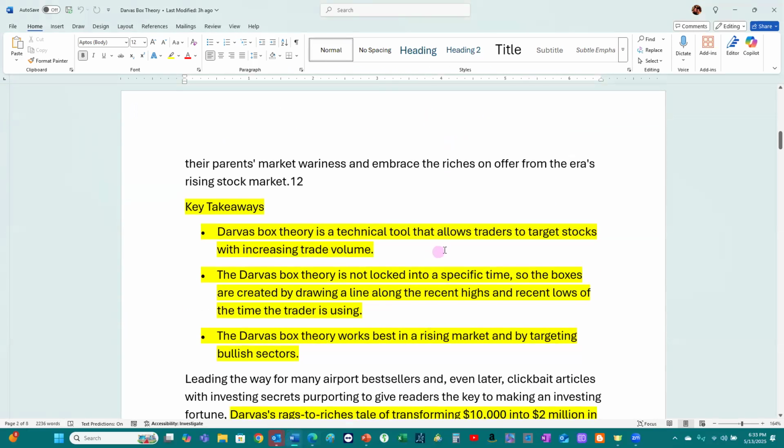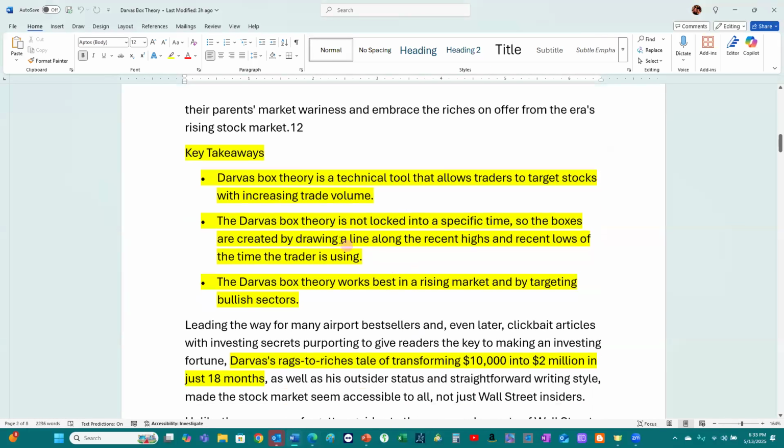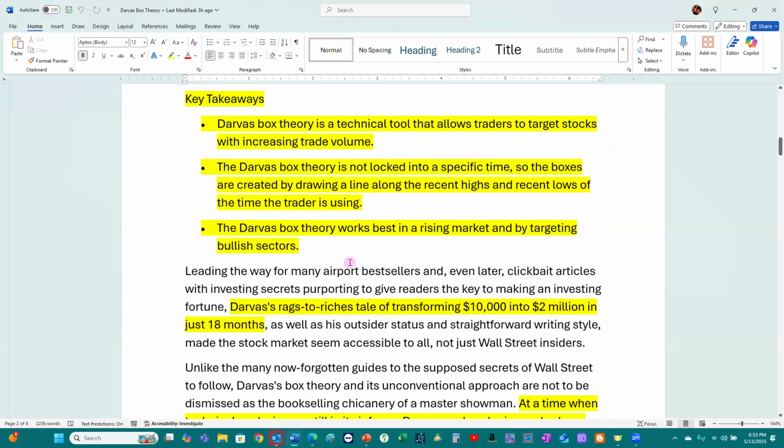So the Darvas box theory is a technical tool that allows traders to target stocks with increasing trade volume. The theory is not locked into a specific time, so the boxes are created by drawing a line along recent highs. I'm going to show you one using Netflix. Darvas box theory works best in a rising market and by targeting bullish sectors. So that's important.